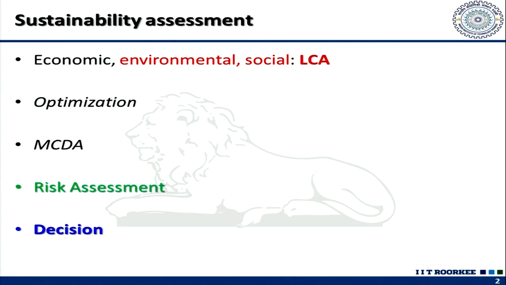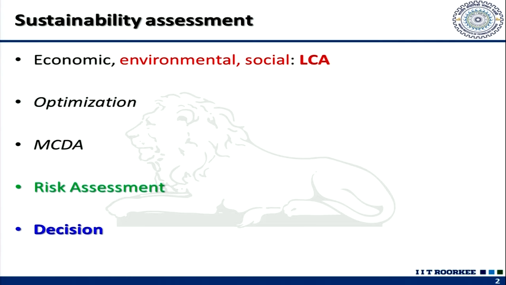Okay, so what is sustainability assessment? Sustainability assessment has three pillars: economic, environmental, and social. And generally, the economic assessment has not been done through life cycle assessments, but the other two, environmental and social aspects, have been delineated through life cycle assessments.